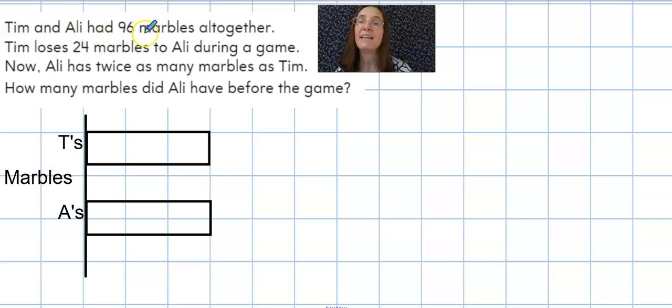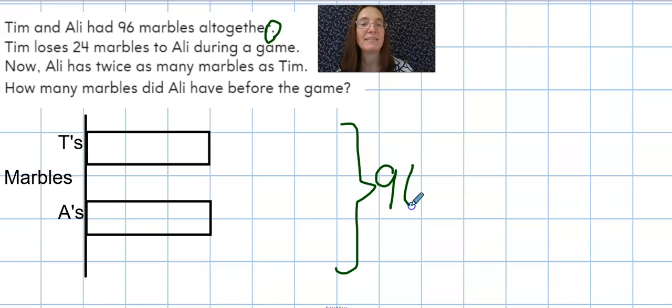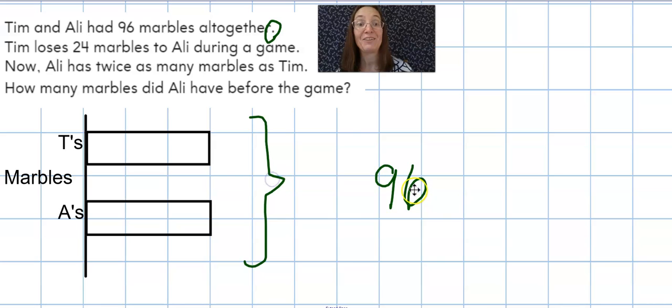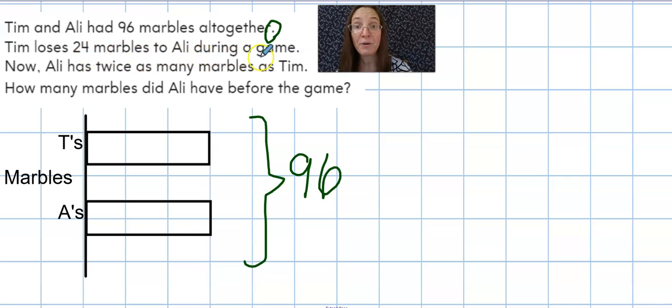Tim and Ali had 96 marbles altogether. Stop. I'm going to show that the total number of marbles right here is 96 by drawing a big bracket out here. The total number is 96. And I think it might be helpful if I move that in here and give myself some space to work later.